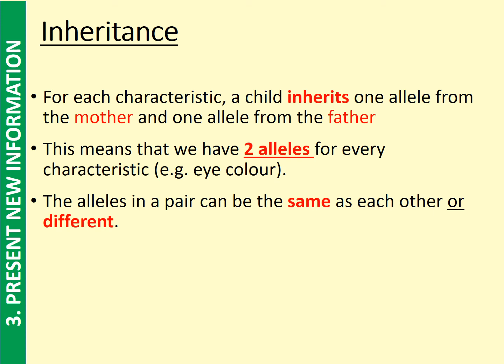Now, we're going to look at this term allele here, which means different versions of the same gene. Okay, so for every gene, there are at least two alleles. Okay, so two different versions of that gene. One we're going to get from mum and one we're going to get from dad. They could be the same as each other, they could be different. Okay, and that's where we're going to use those terms homozygous and heterozygous.